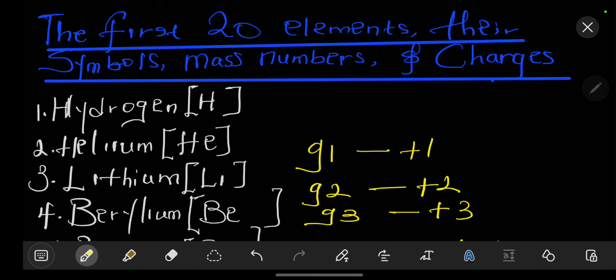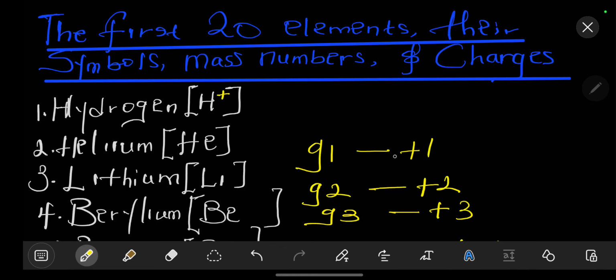Hydrogen belongs to group 1. So if you don't have a periodic table, we'll create a different video on it, or if you have a sample in front of you, you can use that to follow up. So hydrogen belongs to what group? Hydrogen belongs to group 1, so it will possess a plus 1 charge.